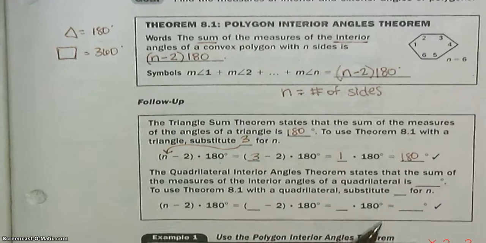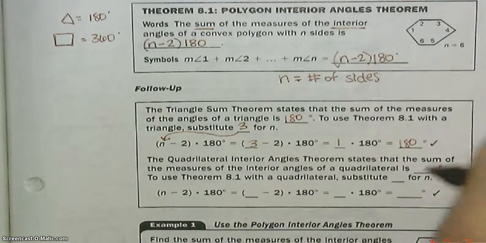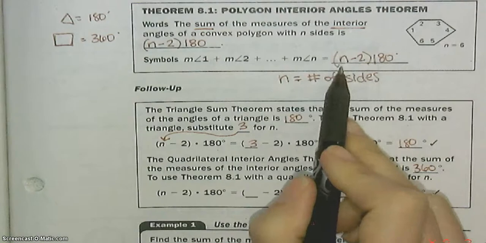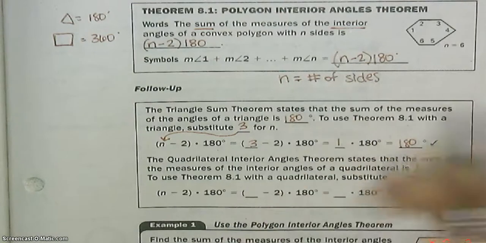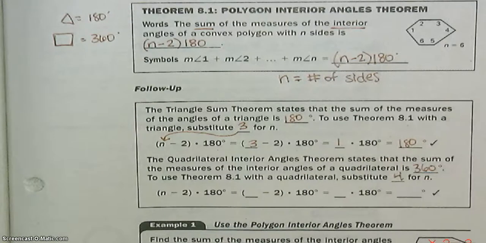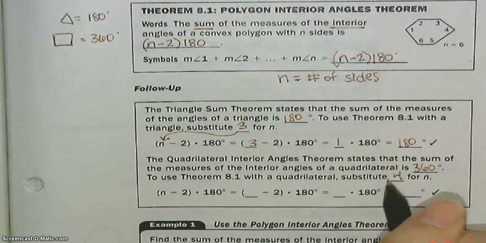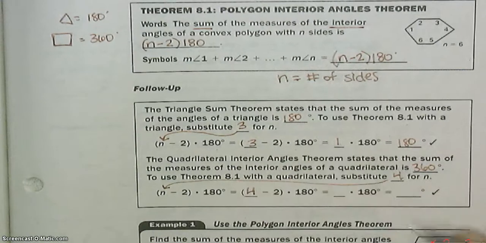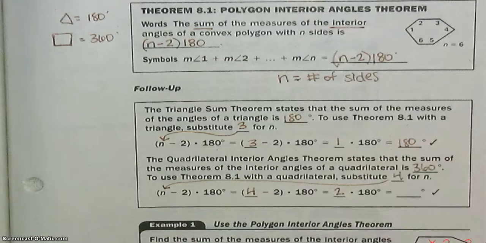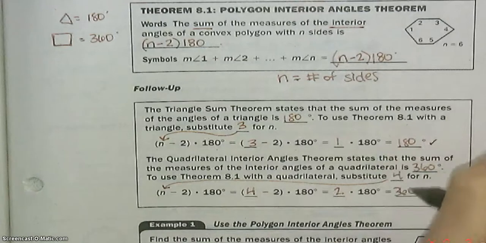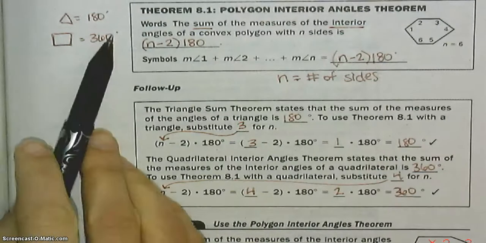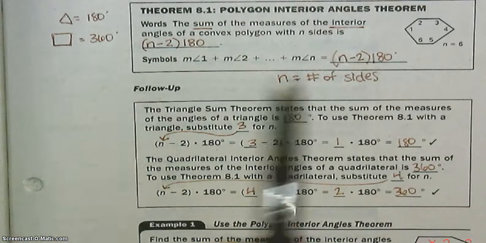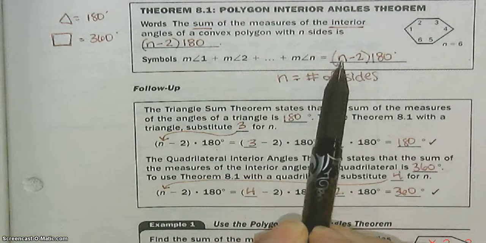All right, now let's check for a quad. We know in a quad there's supposed to be 360. Well, in a quad, what's n going to be? N is the number of sides. In a quad, that would be 4. So we're going to put 4 in for n. 4 minus 2 is 2. 2 times 180 is 360. And that's what we knew. Now we could figure out 5, 6, or 7. All we have to do is plug that number in right here.